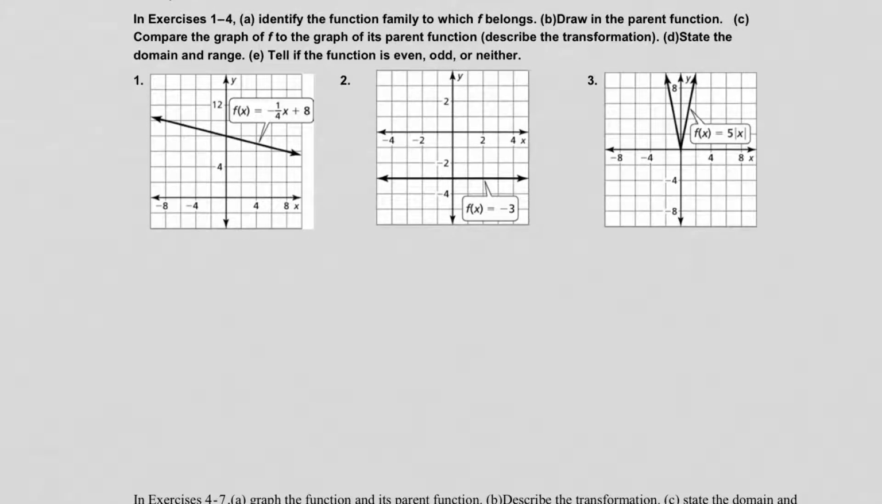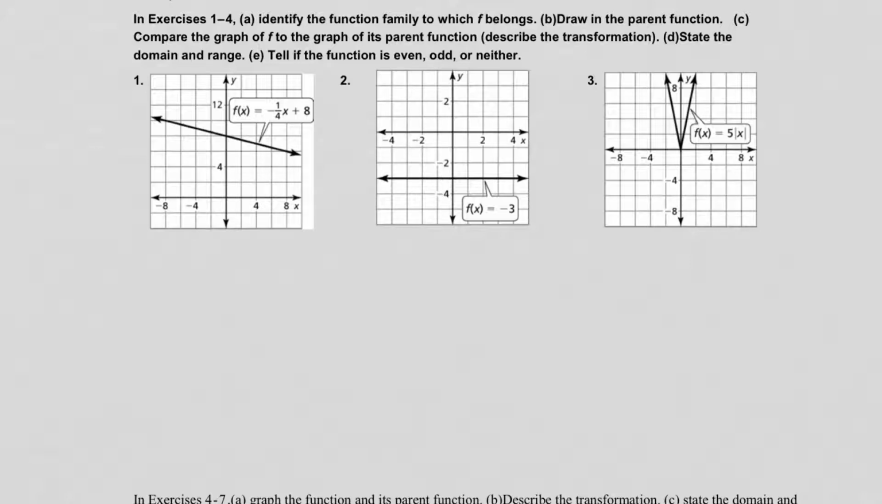Okay, this is video 2 of 1.1 notes. It's the second page. So in each of these graphs, we want to identify the function family to which it belongs. We want to draw in the parent function, compare the graphs, state what kind of transformation happened, state the domain and range, and tell whether it's even, odd, or neither.